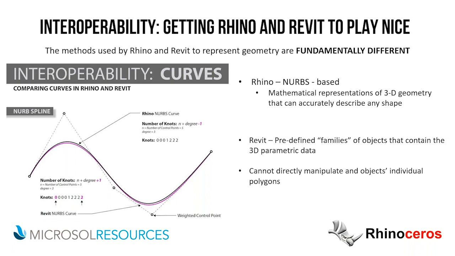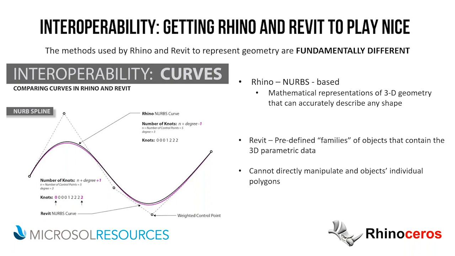One of the most important qualities that NURBS has that makes it ideal for CAD is that it's very precise. Like I said, it's all mathematically based, and it's also an industry standard, so its cross-compatibility is pretty broad. Now, Revit uses predefined families of objects that contain the 3D parametric data, and it cannot directly manipulate an object's individual polygons. So that's what I was referring to when I said that Revit is kind of like a toolbox, or even like a Lego set, for example.